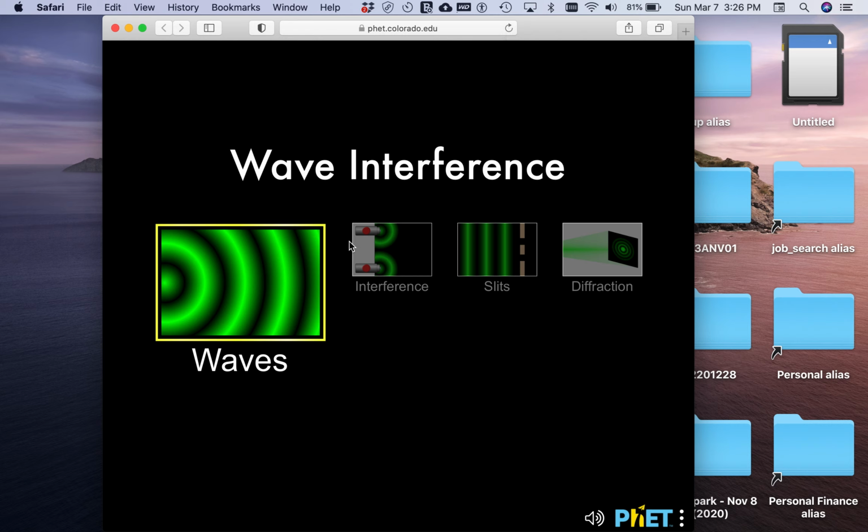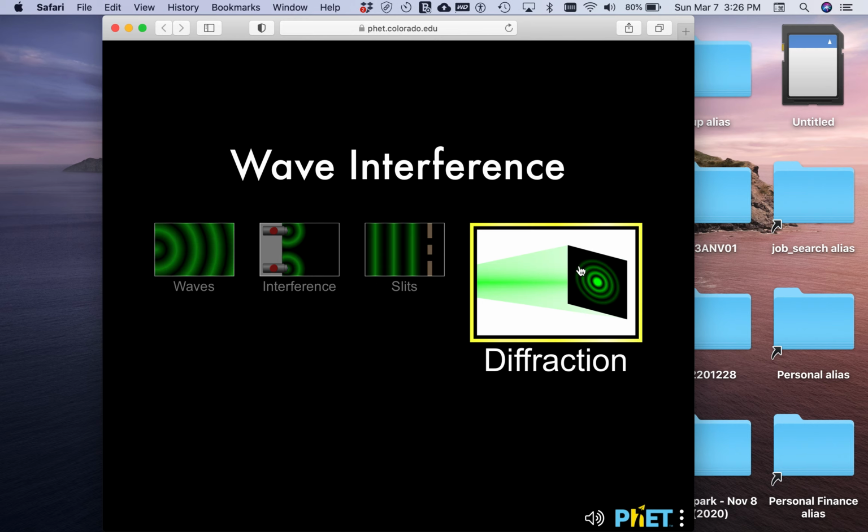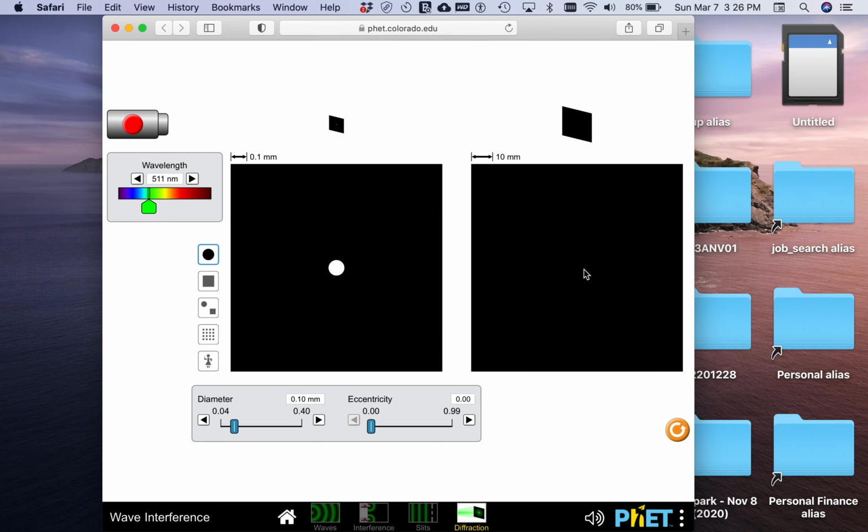You see there are several options. For this part of the lab, we'll use diffraction, but students will also need to use slit for some other part of the lab today, okay? If I click on diffraction here, it's going to look like this. Here is a laser, there is a slit, an aperture, a small circular hole here, and there is a screen. Students are asked to set this to 700, which is like red light, right?